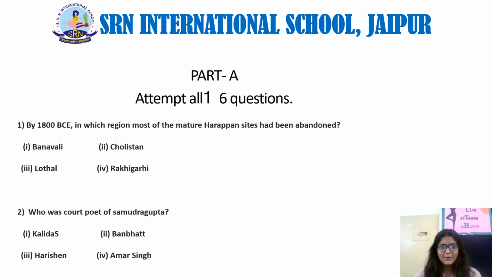So let us start doing the paper. The very first question asks: by 1800 BCE, in which region had most of the mature Harappan sites been abandoned? The answer to this question would be Cholistan. We know Banawali, Lothal and Rakhigarhi were new sites in comparison to Cholistan.